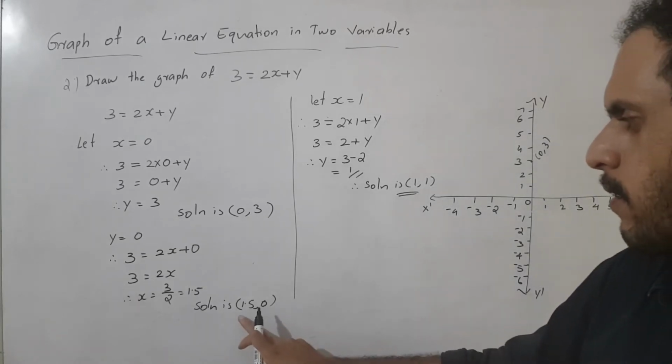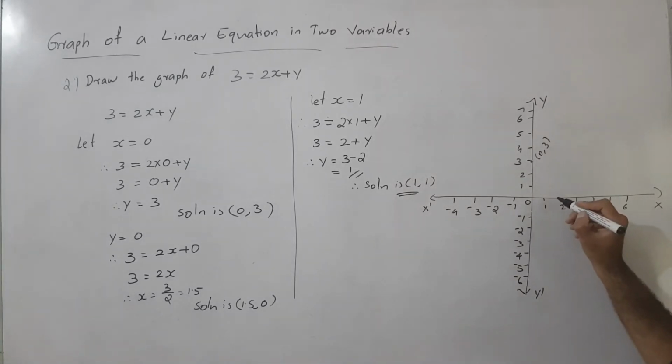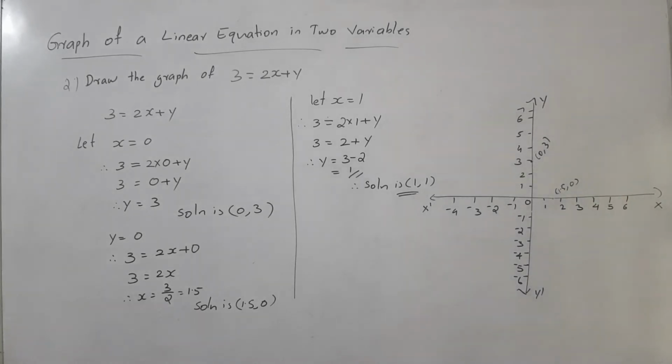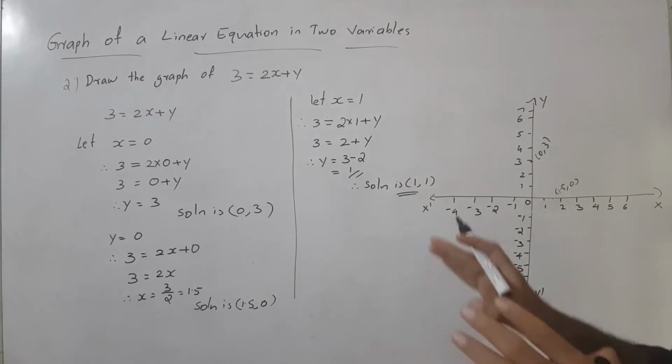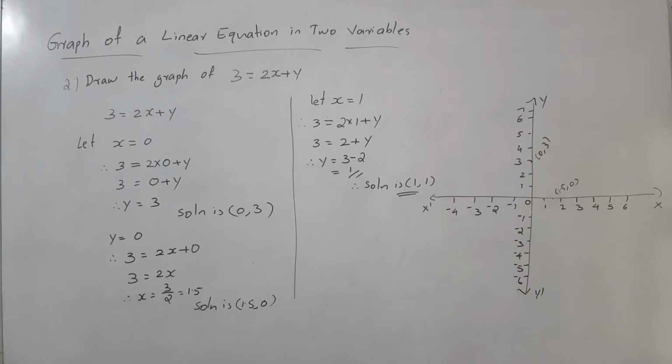Second number is 1.50. 1.50 is also very easy to mark, correct? Then 1.50, 1.50. Then what is the third one? It's not necessary to mark the third one. Here all the solutions are very easy to plot on a Cartesian plane. That is why I am marking all the points.